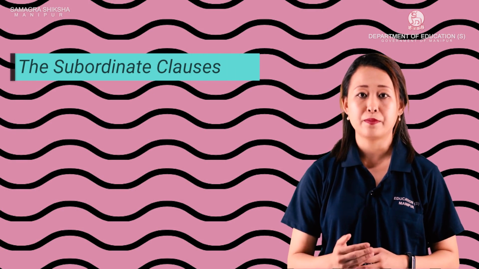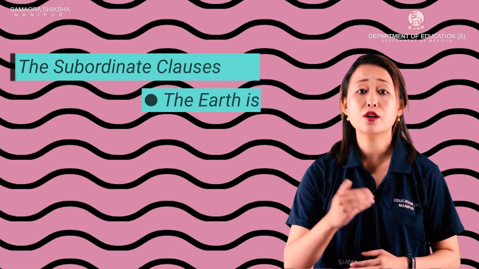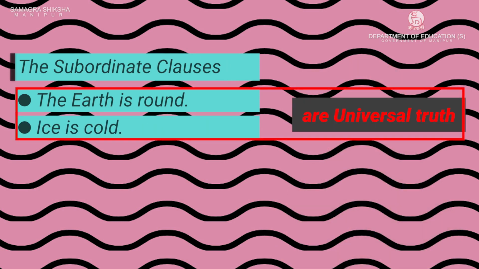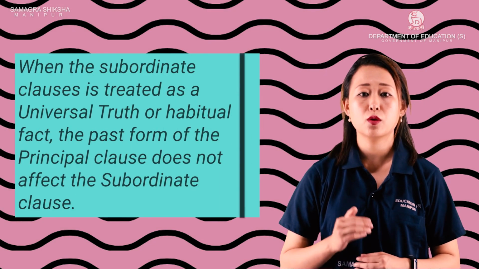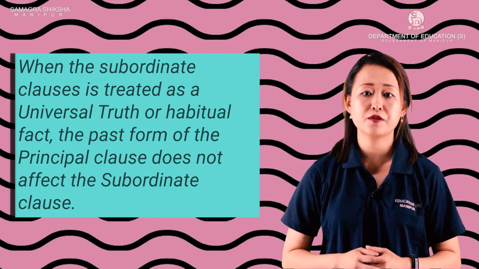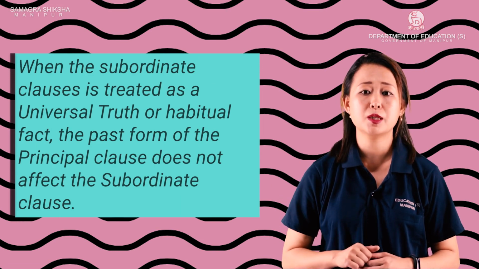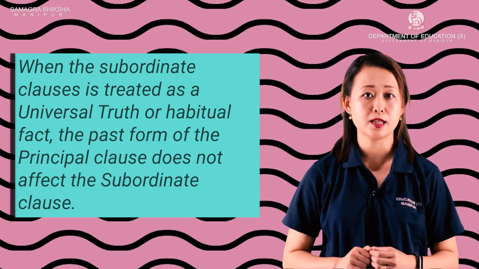Now, the subordinate clauses in the examples that I have given, the earth is round and ice is cold, are universal truth or a habitual fact. And so, when the subordinate clause is treated as a universal truth or a habitual fact, the past form of the principal clause does not affect the subordinate clause.